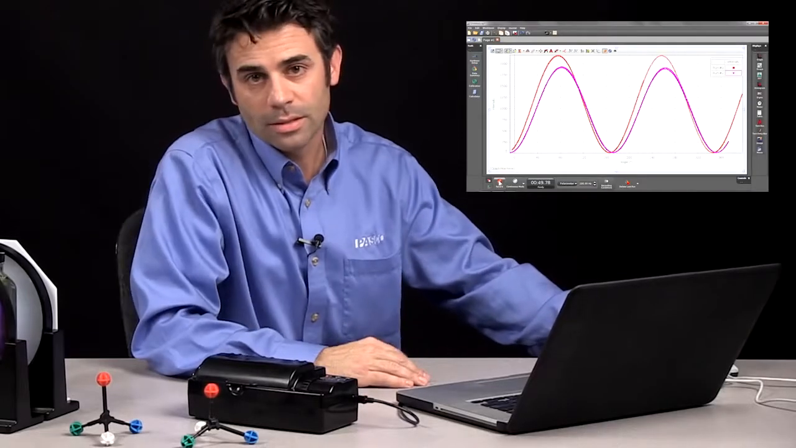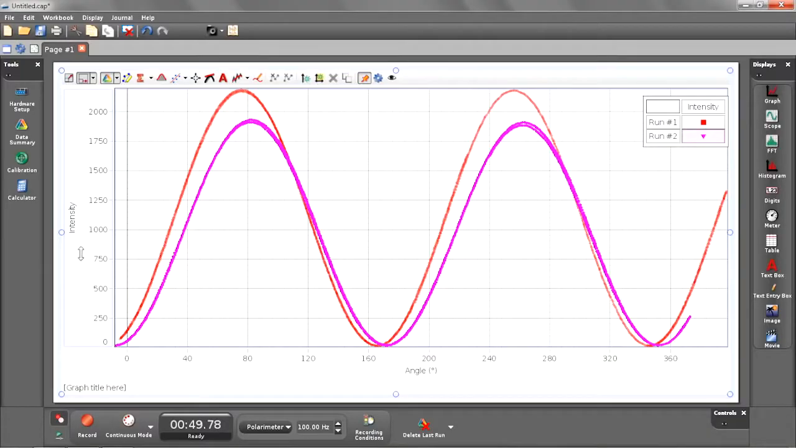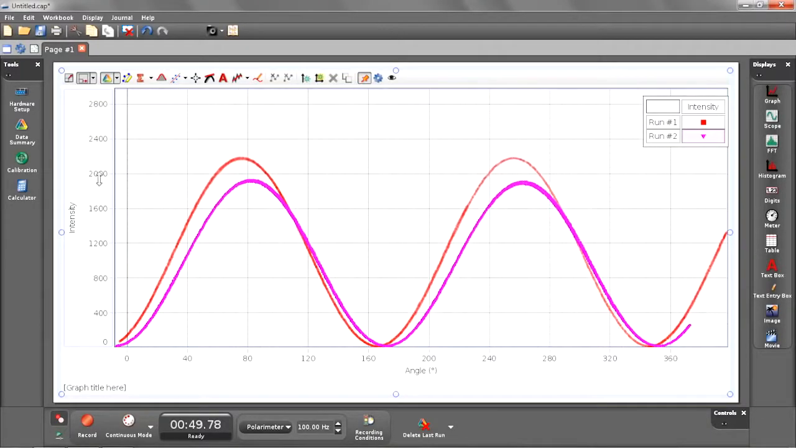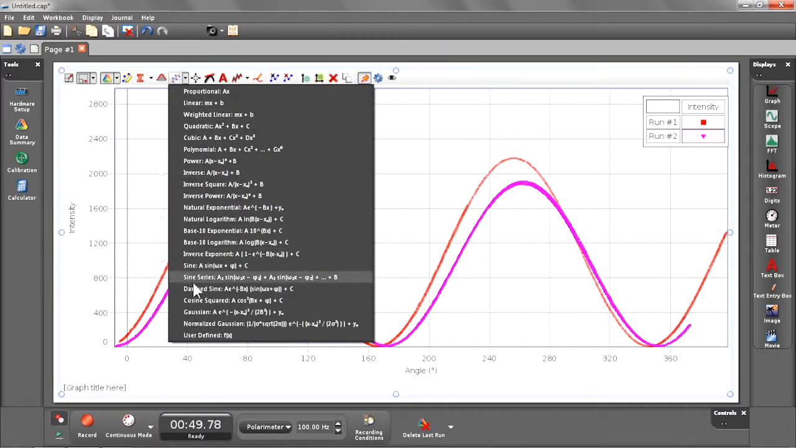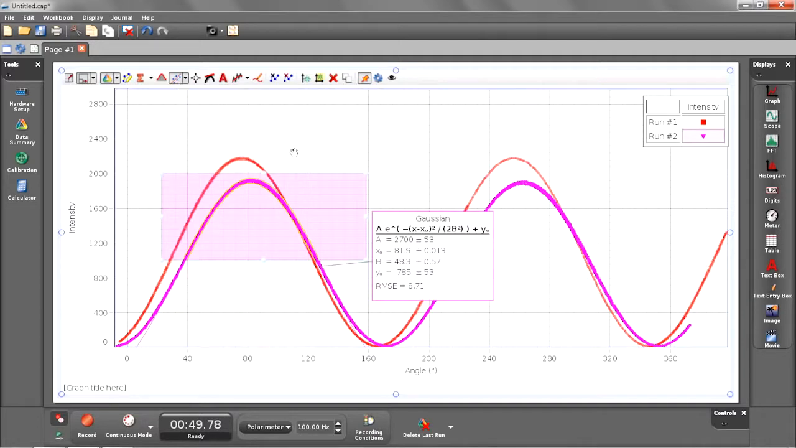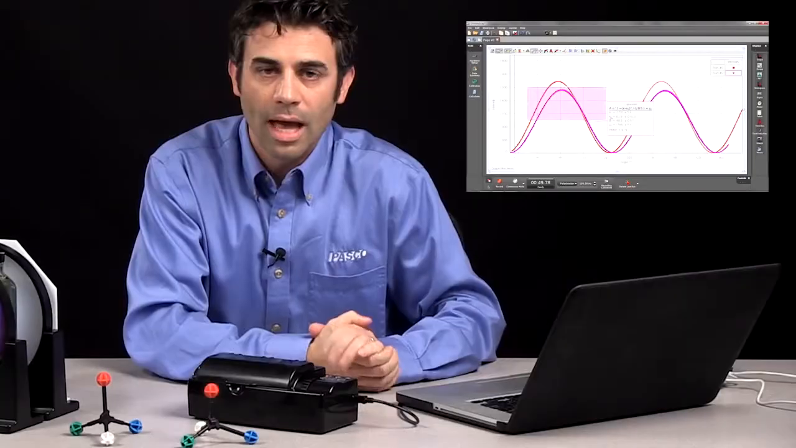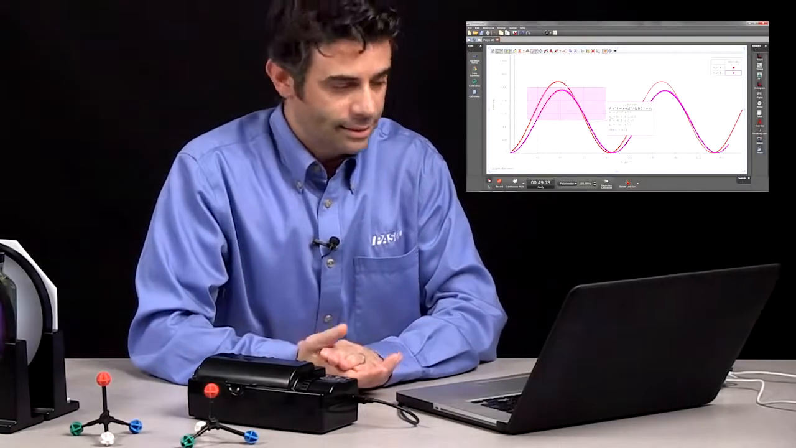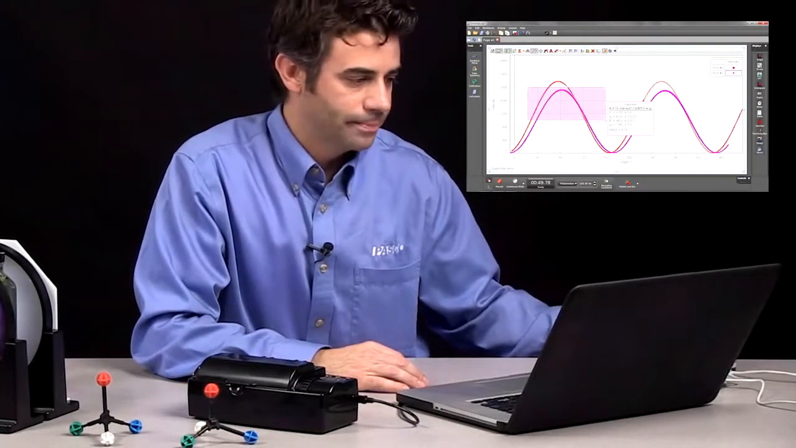And now I'm going to do some analysis, and this is where the software comes in. So I'm going to try to find the peak intensity here and here. To do that, I'm going to highlight an area. This is my run 2. And I'm going to apply a fit to this. Apply a Gaussian fit. And this x naught is my angle at the highest intensity for that particular set of data.